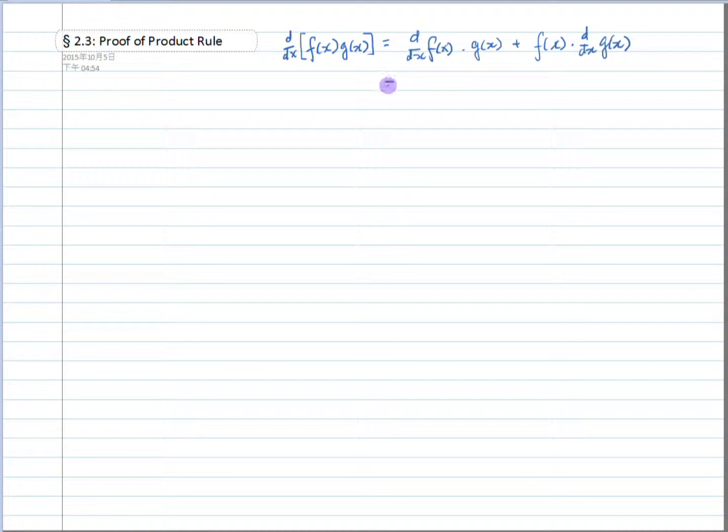Or in another way, we can write it as f prime of x times g of x plus f of x times g prime of x. So why is this formula true? Let's prove it.